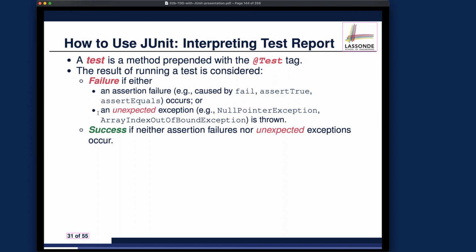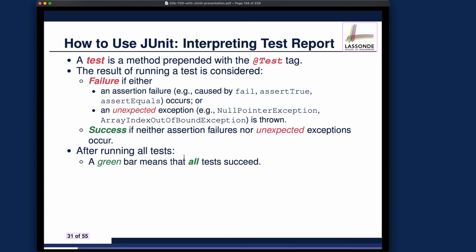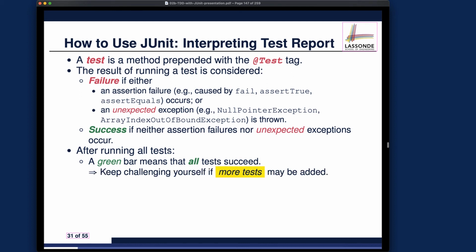Always keep in mind these bullet points about what it means for a test to fail or to pass. After running all the test methods preceded with a test tag, here is how the report will be generated. There will be a green bar if all the test cases succeeded, meaning that all the assertions pass and there's no unexpected exception happening.